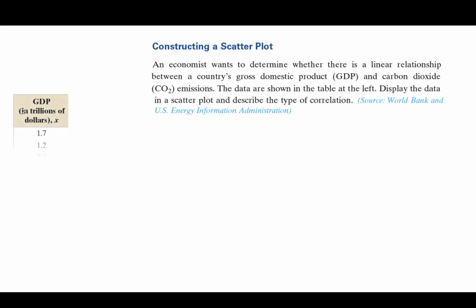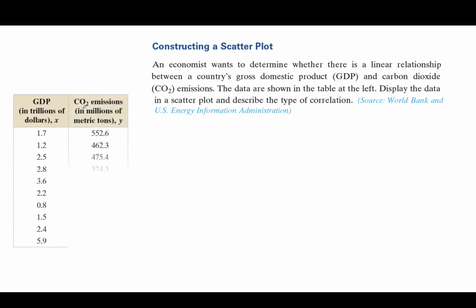So the GDP in trillions of dollars, which is denoted by X, is the independent or explanatory variable. You have 1.7, 1.2, 2.5 trillions of dollars, and so on. So you have a bunch of X values. They also calculated the CO2 emissions for those countries.